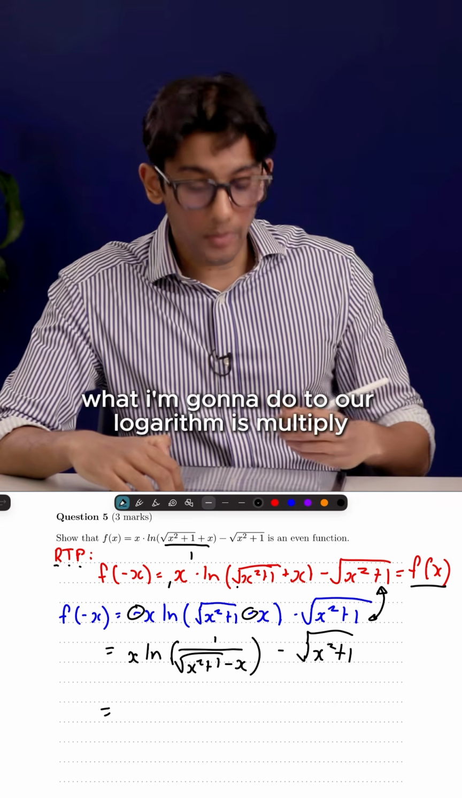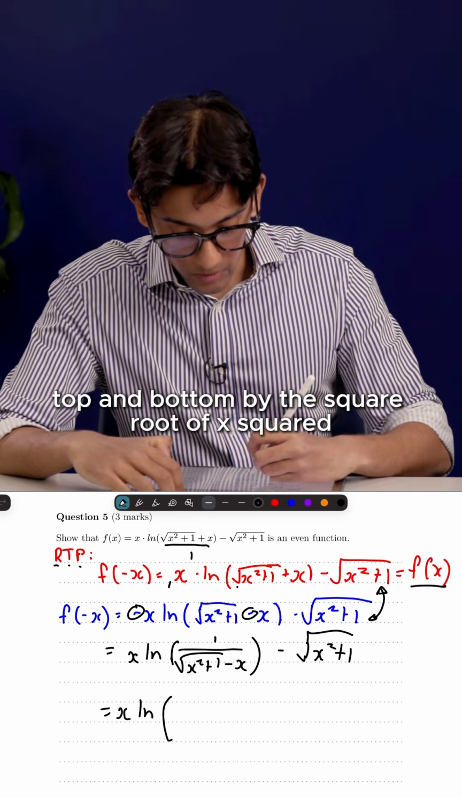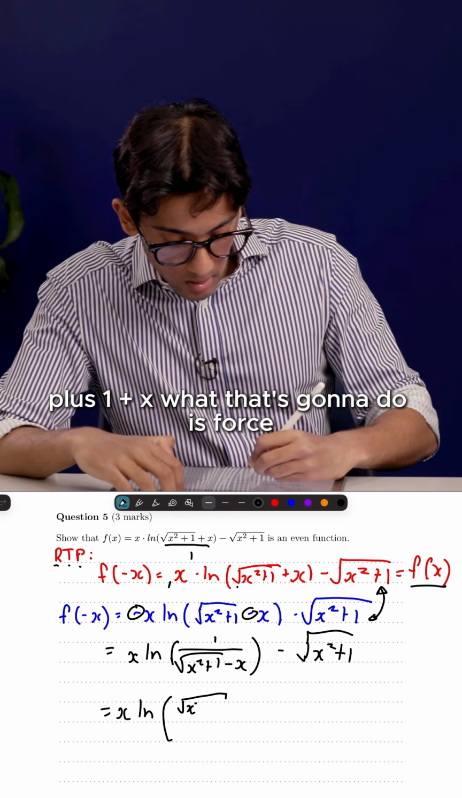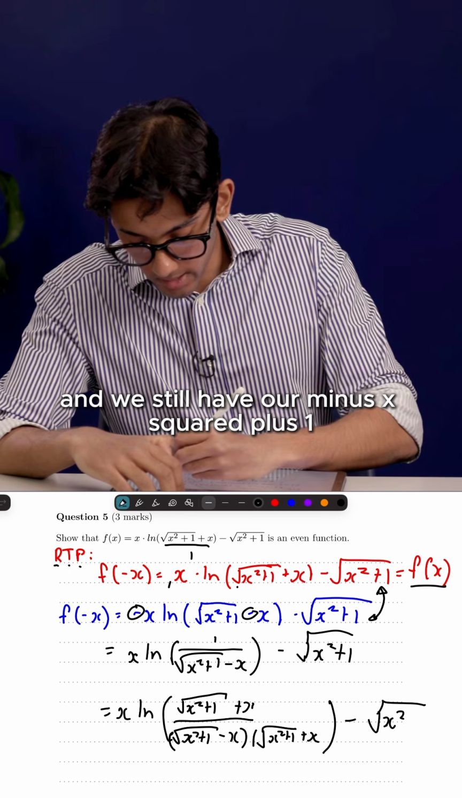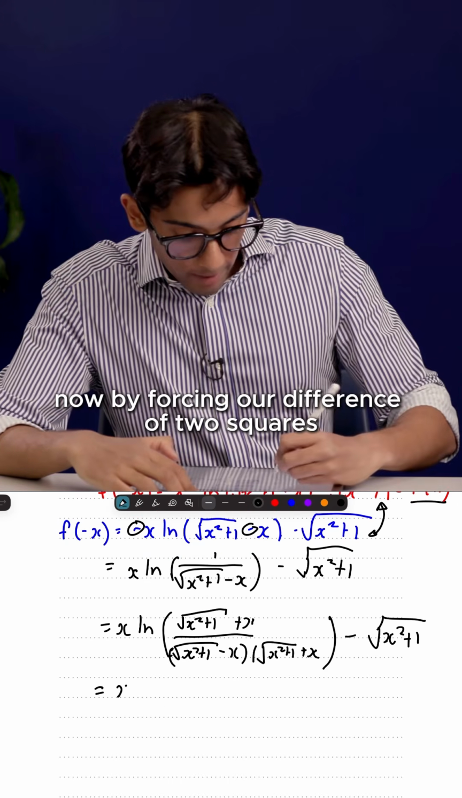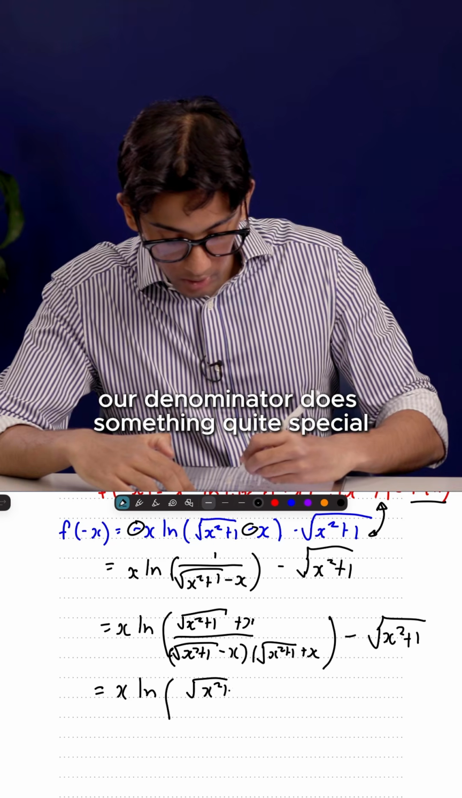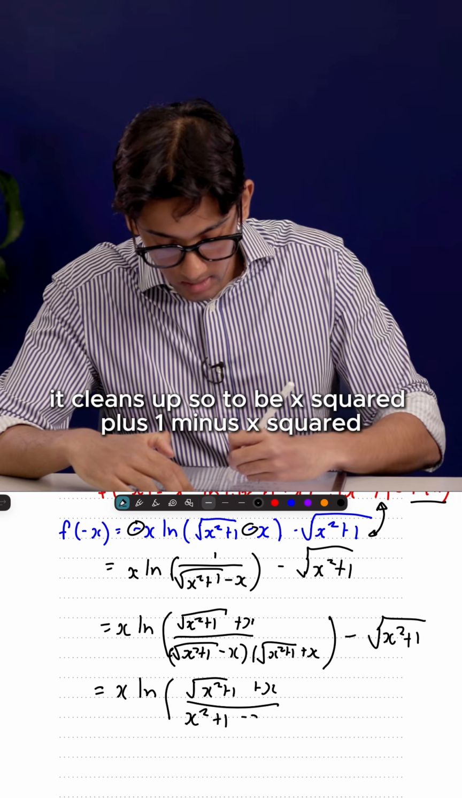So instead, what I'm going to do to our logarithm is multiply top and bottom by the square root of x squared plus 1 plus x. What that's going to do is force the difference of two squares, and we still have our minus x squared plus 1. Now, by forcing our difference of two squares, our denominator does something quite special. It cleans up, to be x squared plus 1 minus x squared.